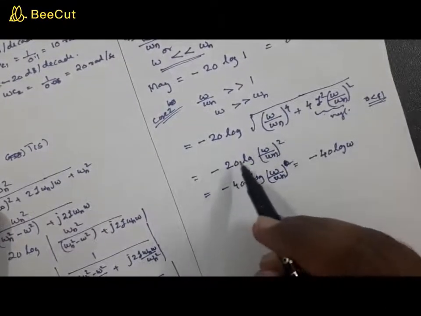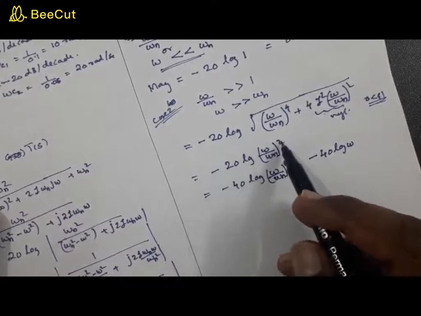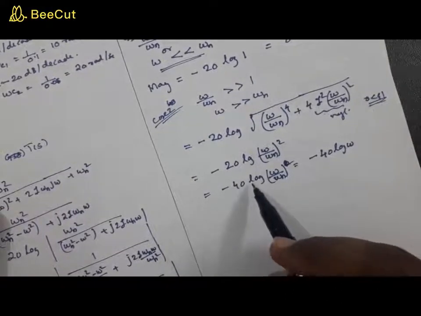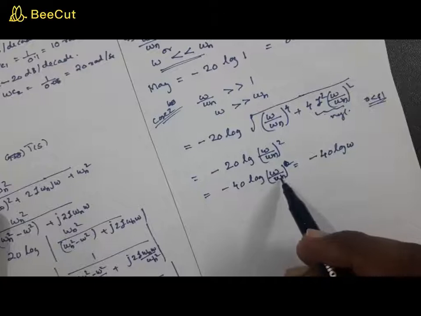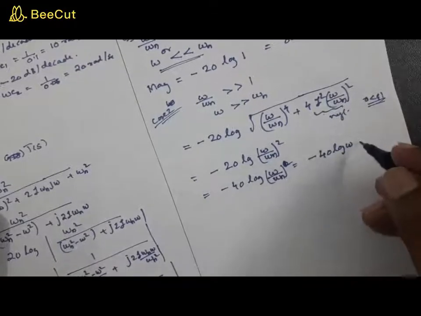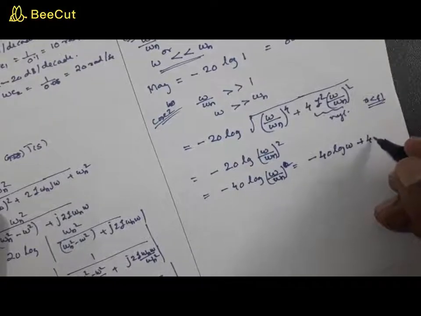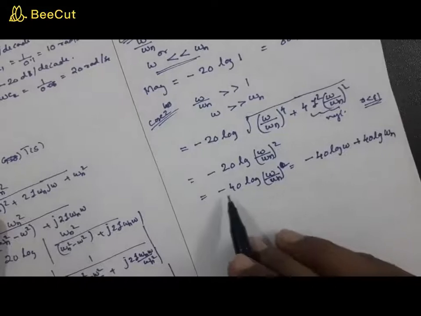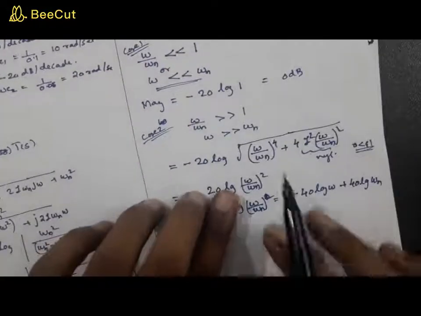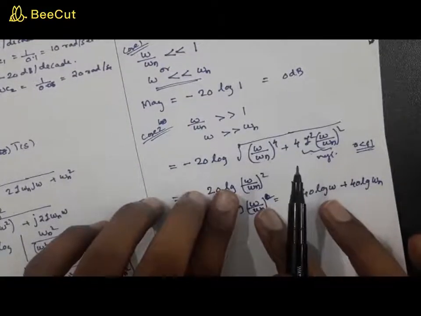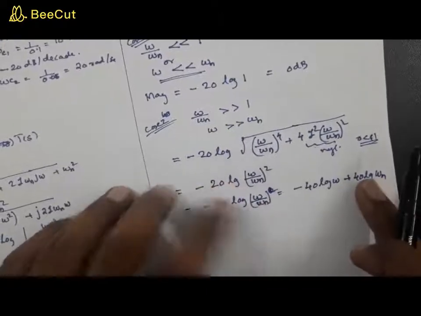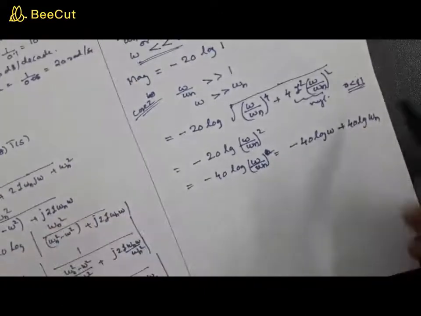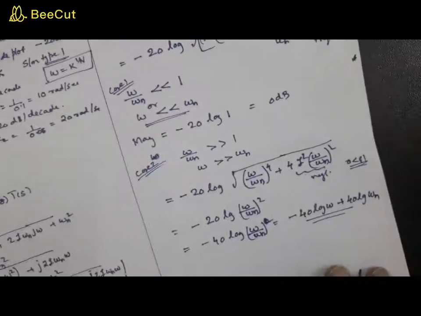Minus 20 log omega by omega n the whole square, this 2 comes over here, so this becomes minus 40 log omega by omega n, or this is equal to minus 40 log omega plus 40 log omega n. Right? So this is minus 40 times log omega minus log omega n, so minus and minus becomes plus. So look at this.